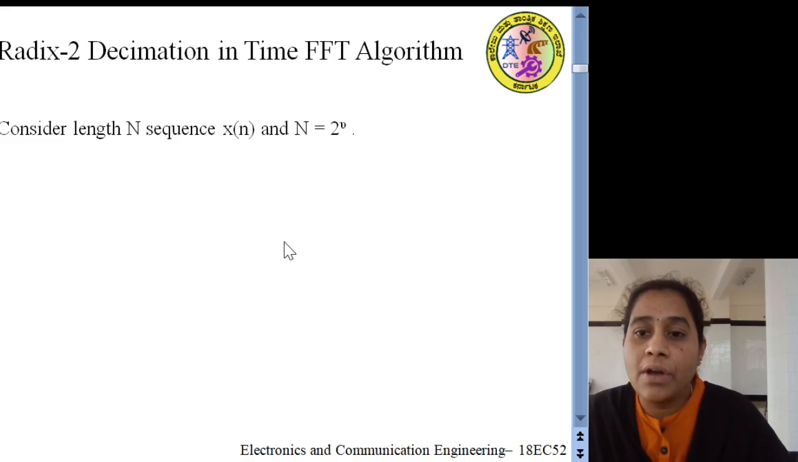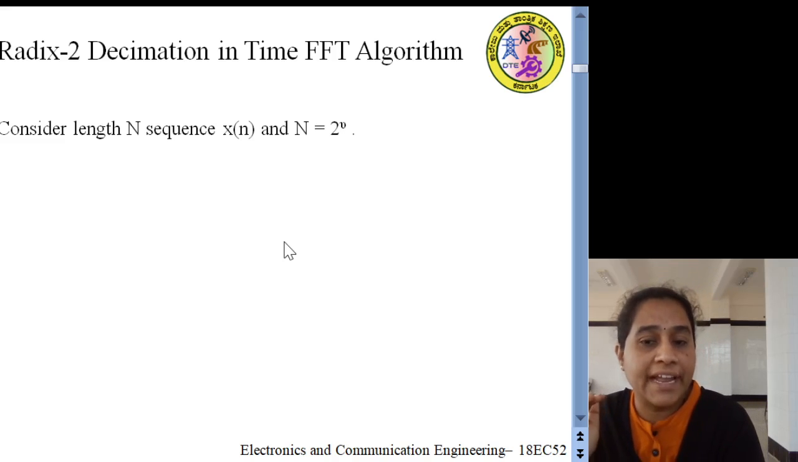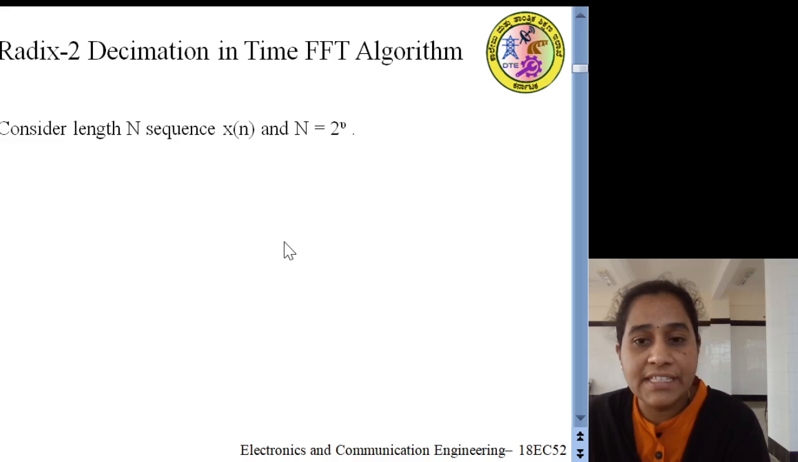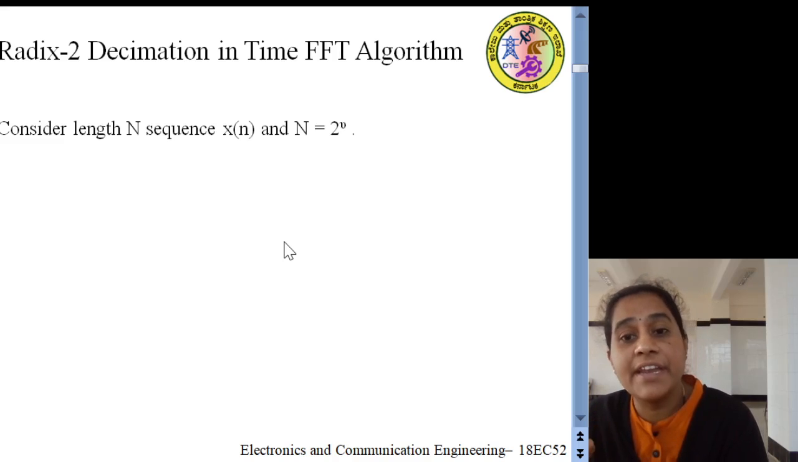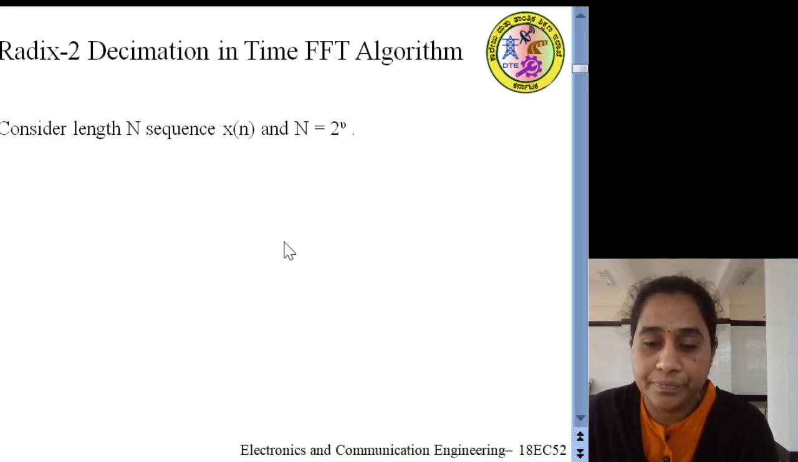So here first consider the length of our x of n, whatever the signal for which we need to find DFT, we consider the length of that particular sequence is N. That is, our x of n has N number of samples, and the N we consider is a power of 2. That means N is equal to 2 raised to the power nu.